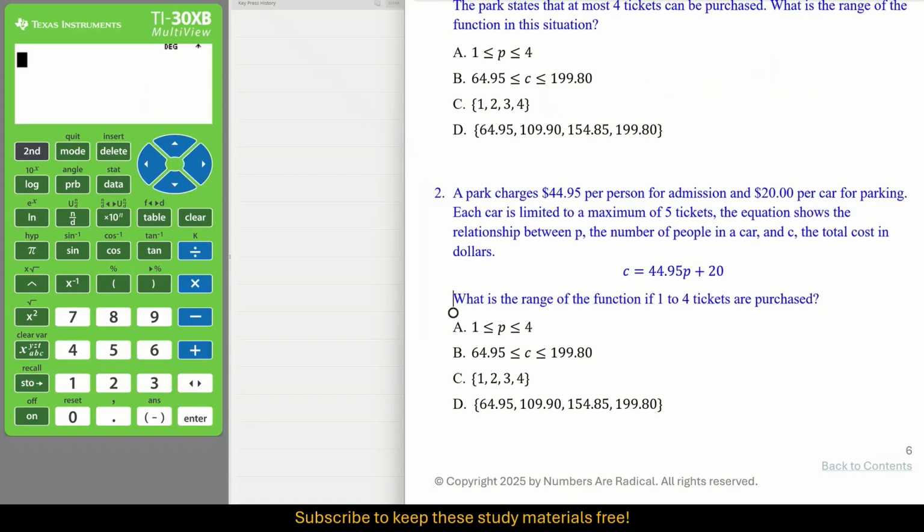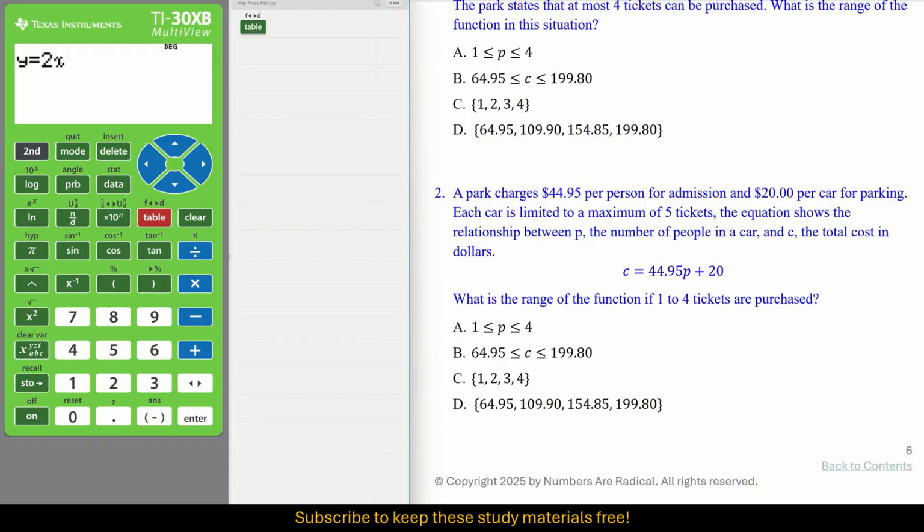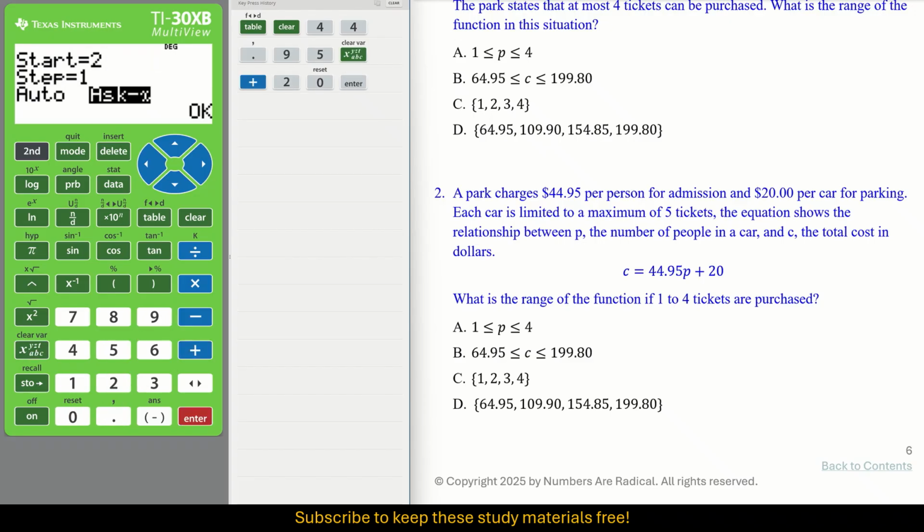Okay, to solve this problem with our TI-30XS or XB, or just simply the TI-30 family of multi-view calculators, what we need to do is enter our given equation in the table using the table function. So we push table. Okay, clear out what's there. And let's put in our 44.95x plus 20. Okay, we will push enter.